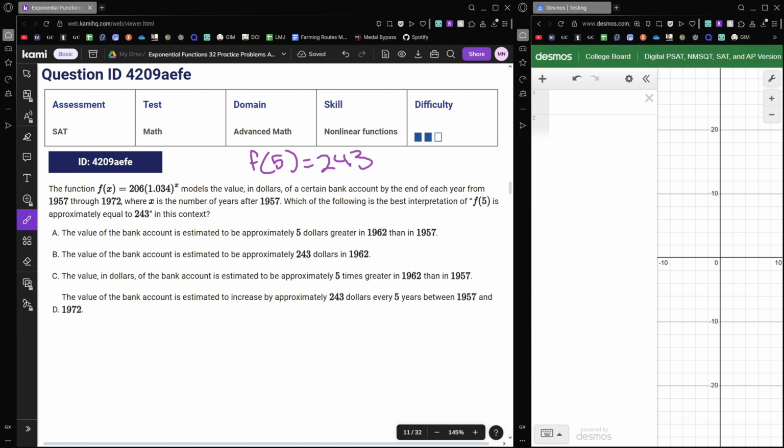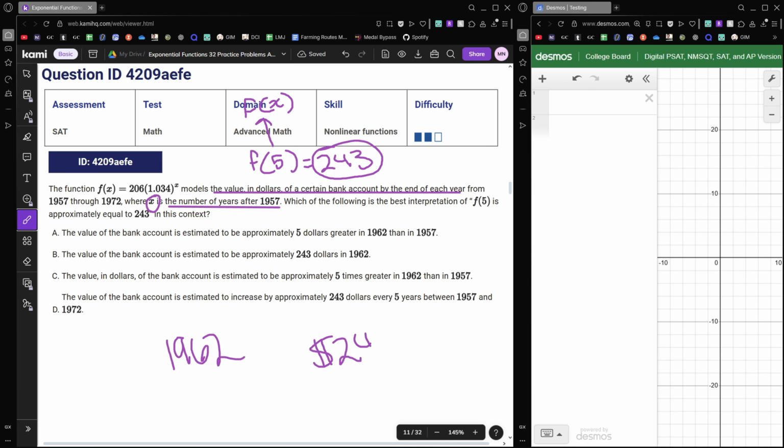Now you should remember that f of 5 is taking the place of f of x, and we know that x is the number of years after 1957, so here it would be 5 years after 1957 or 1962. Then we know that f of x is equal to the value in dollars of a certain bank account by the end of each year. So here it would be $243 in the bank account. F of 5 is approximately equal to 243 would mean that there's $243 in the bank account in 1962.